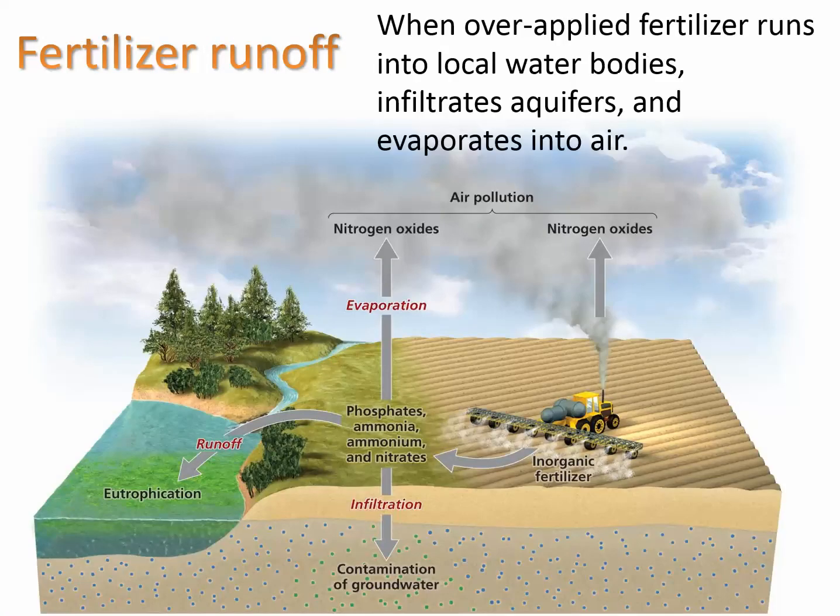Okay, and here's just a graphic showing the idea of fertilizer runoff. So you're applying fertilizer in your field, and then some of that is infiltrating into the ground and getting into your groundwater, contaminating it. Some of it's running off into your local waterways, causing eutrophication. We can see all the algae growing there. And some of it's evaporating, creating nitrogen oxides in the air, which are contributing to air pollution. They can contribute to smog and also acid rain.